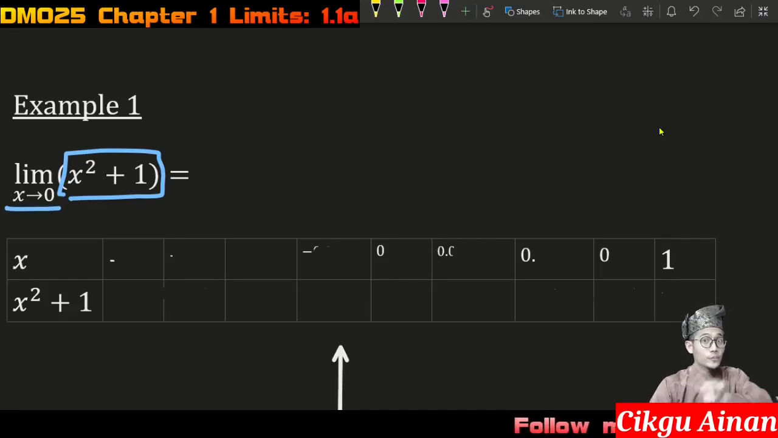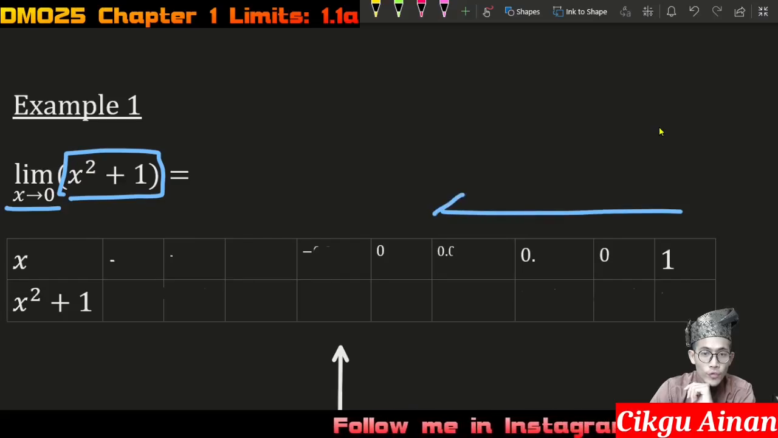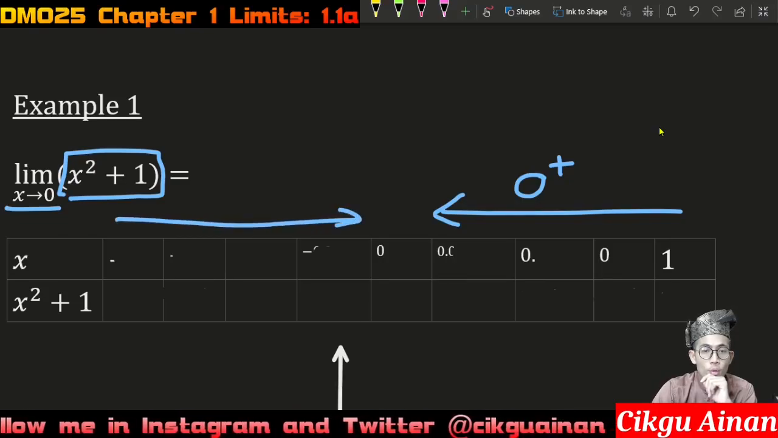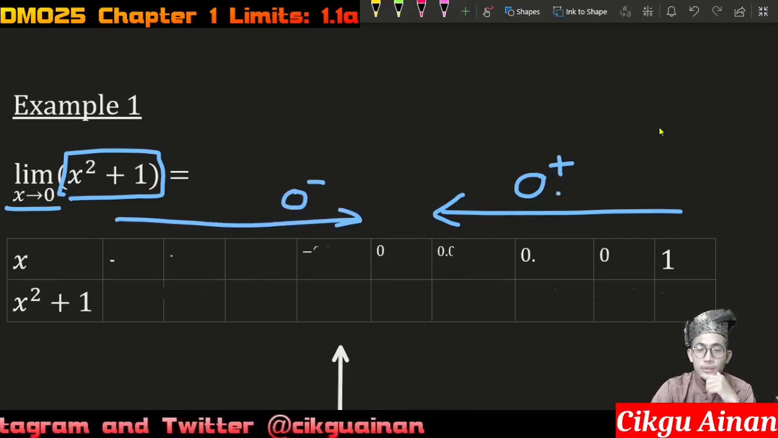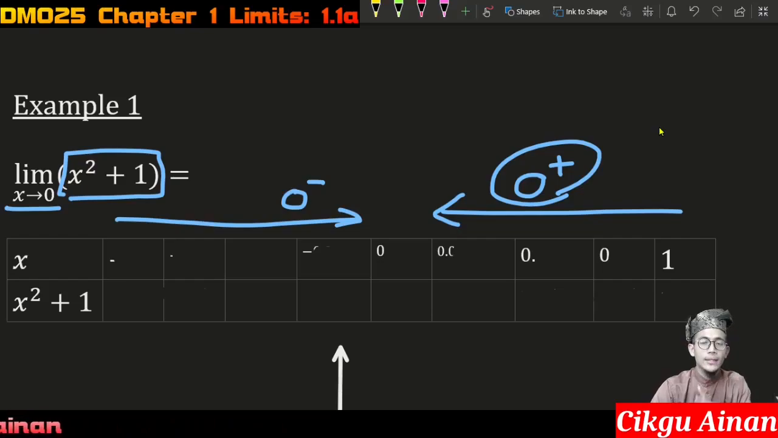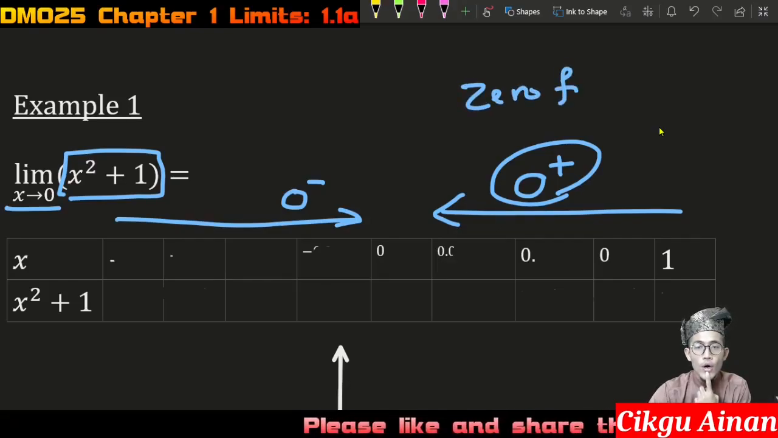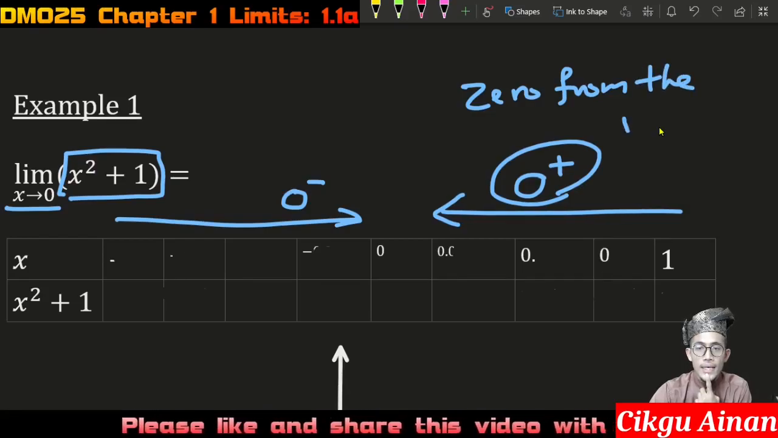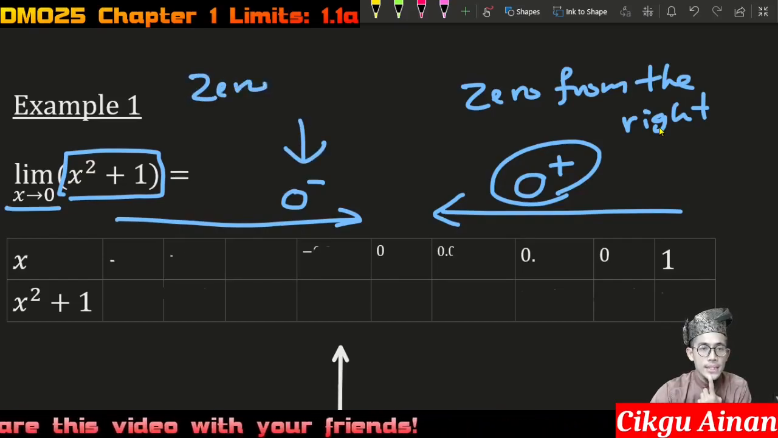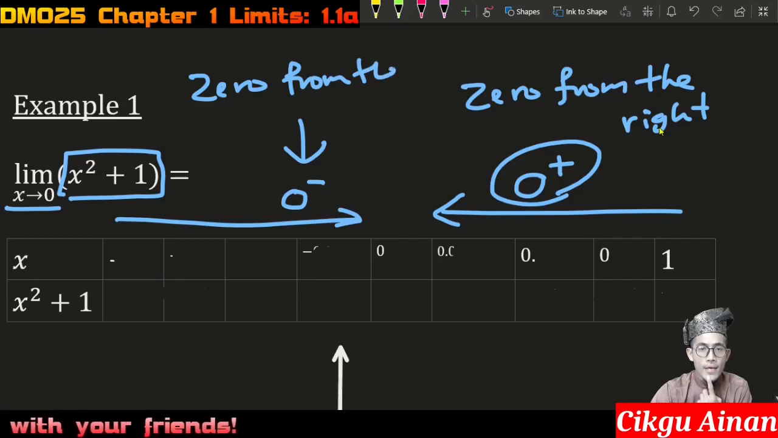There are two kinds of approaching. We can approach 0 from the right, and we can approach 0 from the left. This symbol does not mean 0 positive. The meaning of this symbol is as I said just now. This one is 0 from the right. For this one, it's 0 from the left. So we want to find out the value.